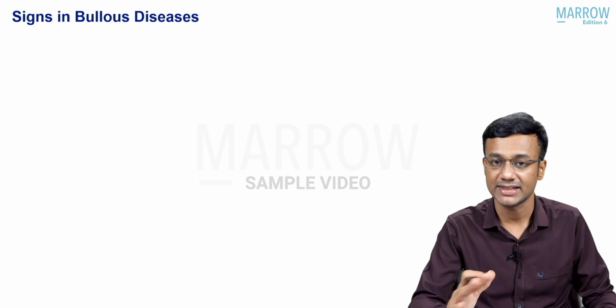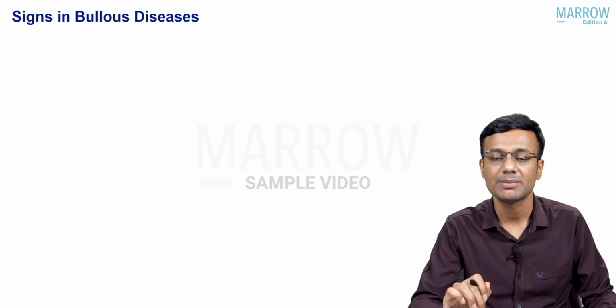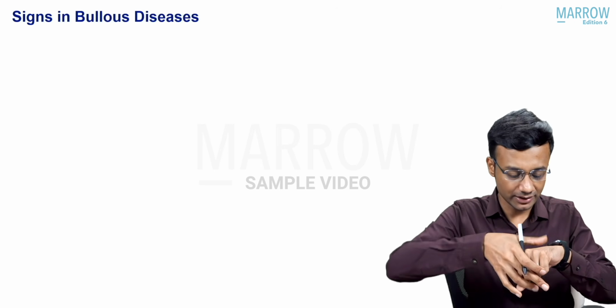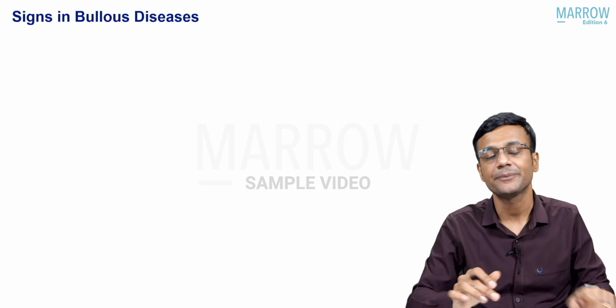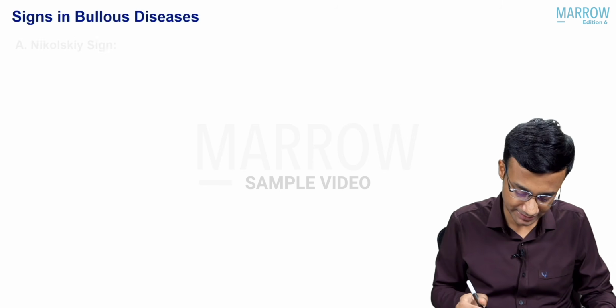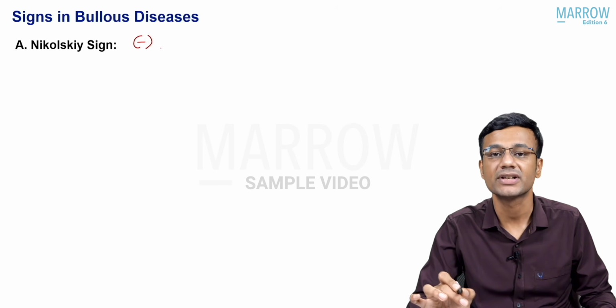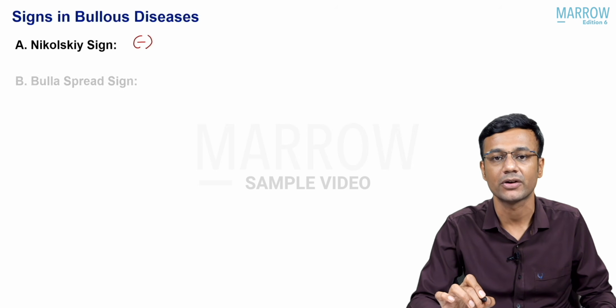Now let us see what signs we elicit in bullous disorder. Always remember the first sign has to be Nikolsky sign, which I've already explained to you. You have to take a finger and put tangential pressure over the skin. In this condition, Nikolsky sign is going to be negative. Nikolsky sign is positive in pemphigus vulgaris, negative in bullous pemphigoid.